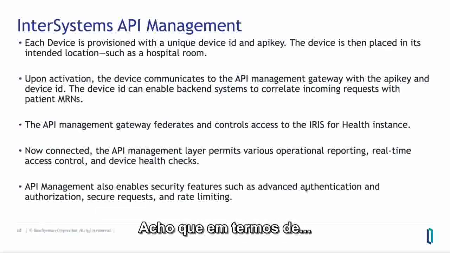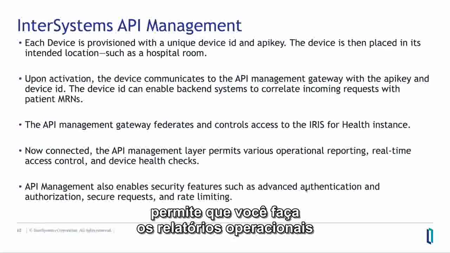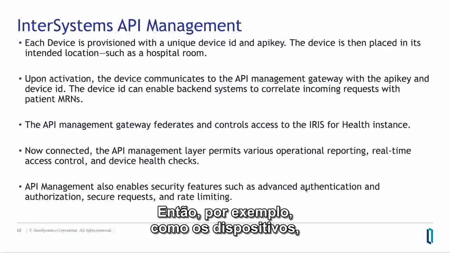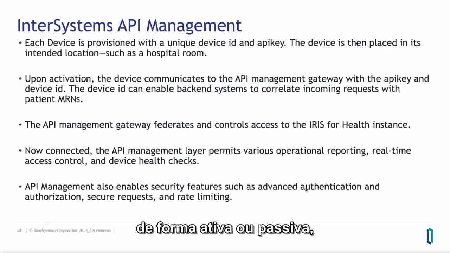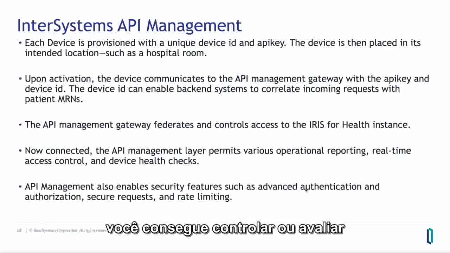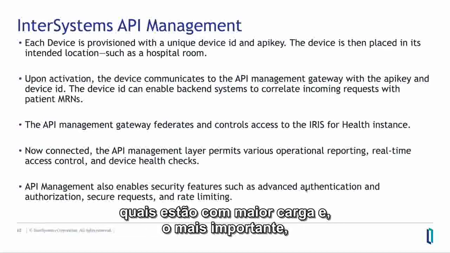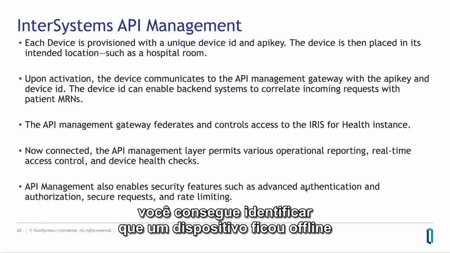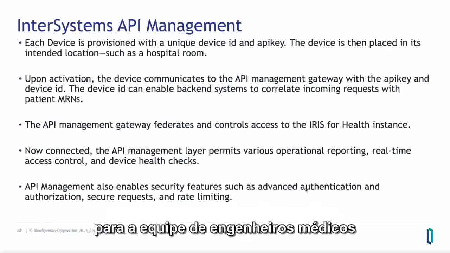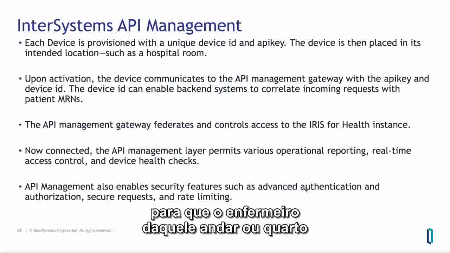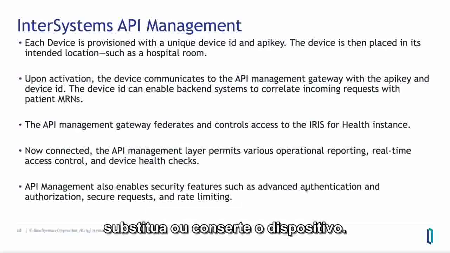Once you're connected, API management allows you to do operational reporting on the devices themselves. For example, because all of the devices are already passively or actively connected to the API management, you have the ability to assess which devices are more busy, which devices are carrying more load. More importantly, you can identify that a device went offline and send proactive notifications, for example, to a biomedical engineering team to get that particular ward, nursing floor, or room to either swap the device or fix the device.